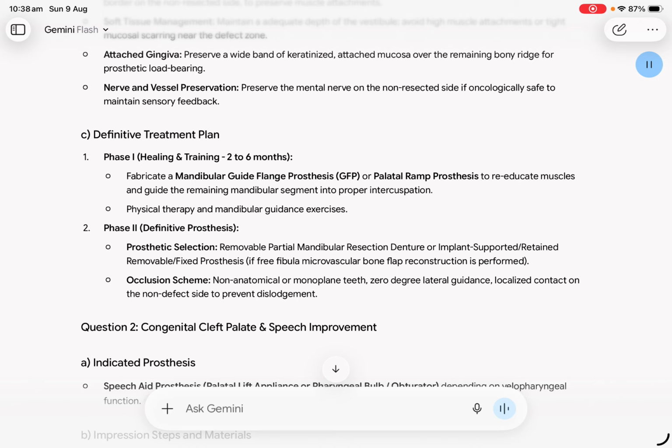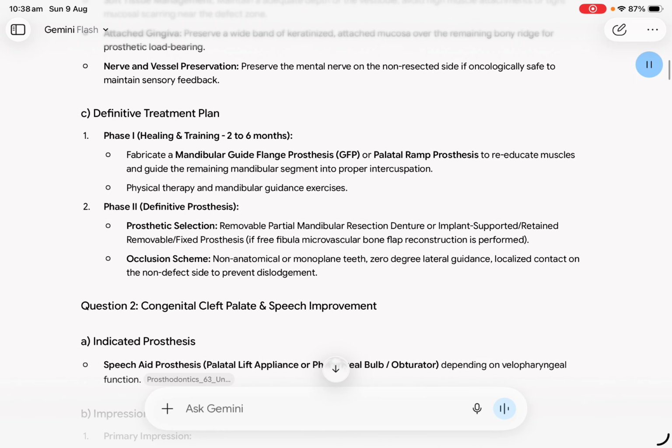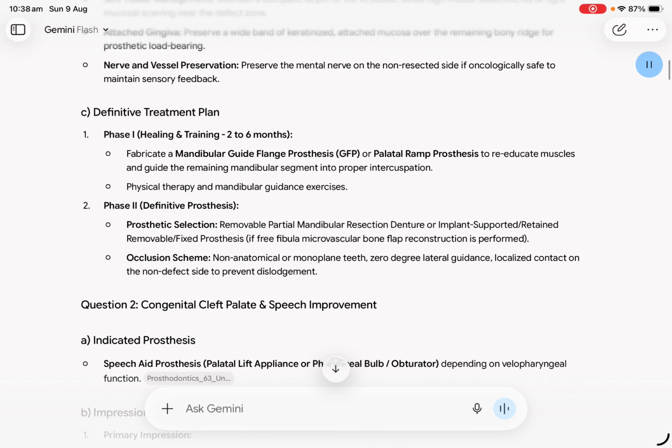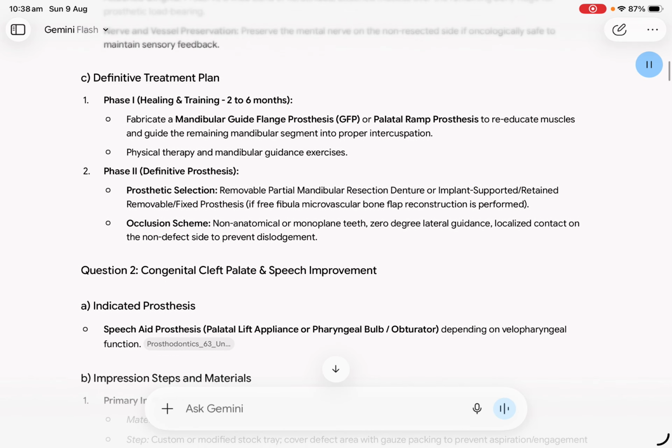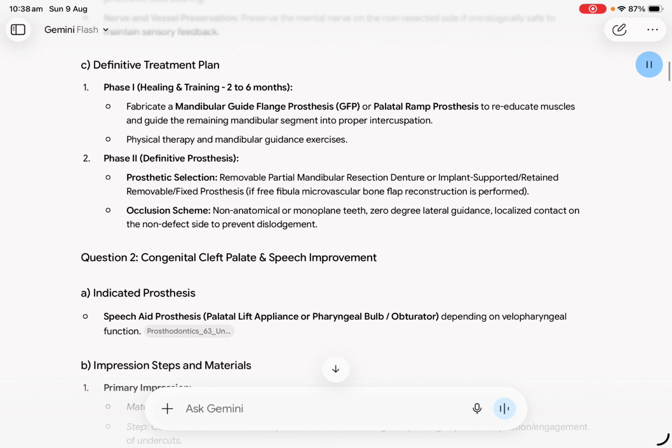2. Phase 2. Definitive prosthesis. Prosthetic selection: removable partial mandibular resection denture, or implant-supported, retained removable/fixed prosthesis, if free fibular microvascular bone flap reconstruction is performed. Occlusion scheme: non-anatomical or monoplane teeth, 0-degree lateral guidance, localized contact on the non-defect side to prevent dislodgement.